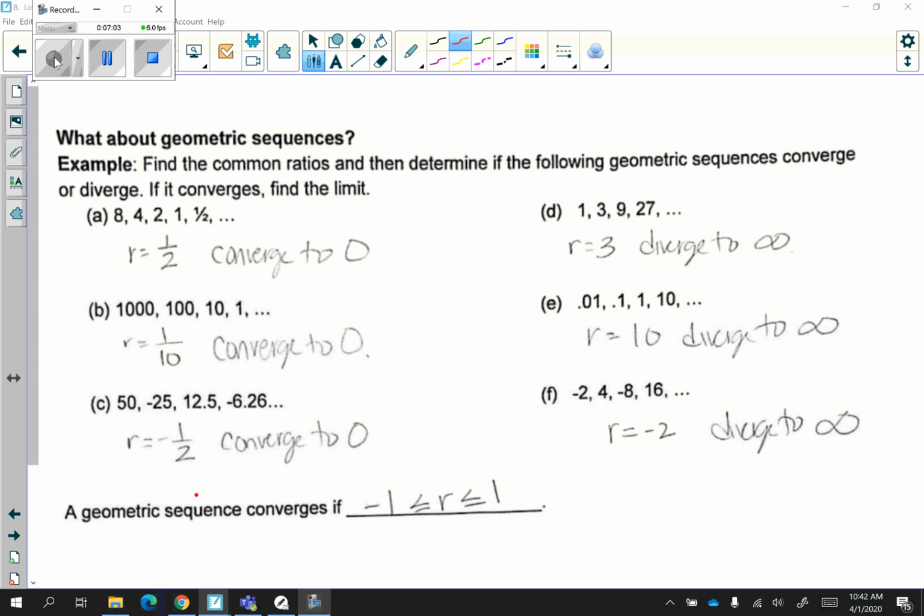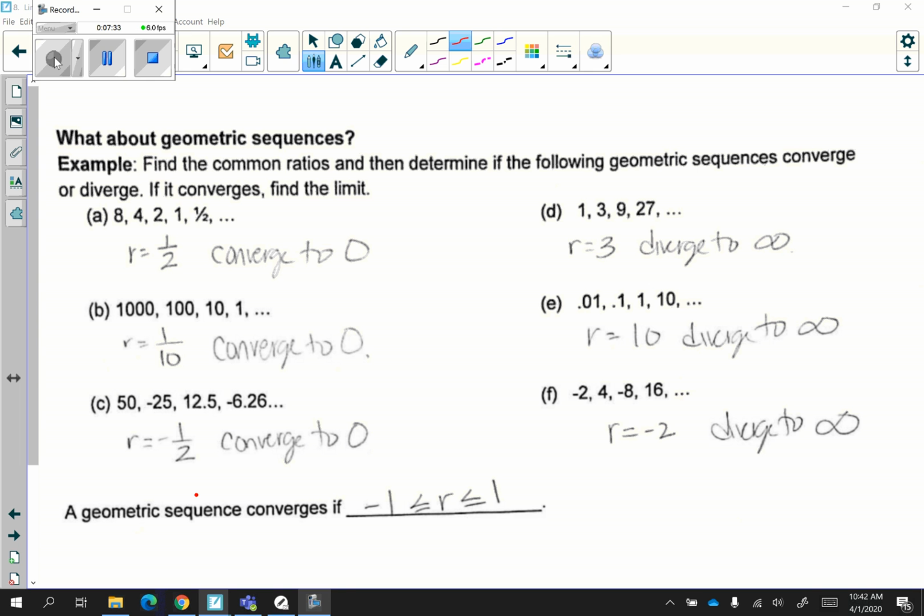Let's look at D. My r value is 3. I multiply by 3. 1, 3, 9, 27. This is going to go all the way to infinity, so it diverges to infinity. E, 0.01, 0.1, 1, 10. I'm multiplying by 10, and again, I'm going to infinity, so I diverge. F, negative 2, 4, negative 8, 16. I'm multiplying by negative 2, and again, this goes on forever to infinity, so therefore I diverge.